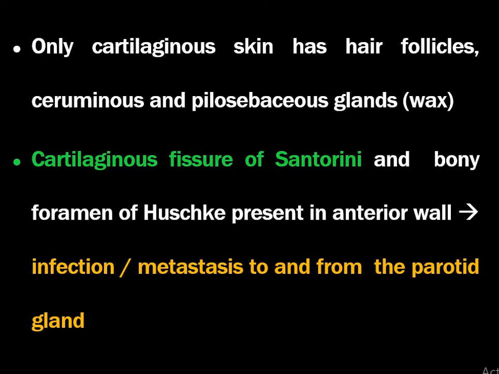Only the cartilaginous skin has hair follicles, ceruminous glands, and pilosebaceous glands that secrete wax. Therefore, wax is always present in the cartilaginous external auditory canal. The fissures of Santorini in the cartilaginous part and the foramen of Huschke in the bony part are present in the anterior wall of the external auditory canal, which might lead to infection spread or metastasis from the parotid to the ear or from the ear to the parotid.